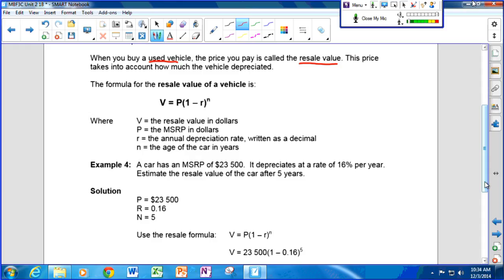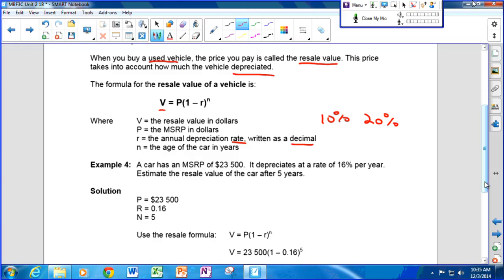So here's the formula that we use. It's a little bit different. V is the resale value. So V equals P, which is the MSRP. This is basically the depreciation formula that they're using. P is the MSRP in dollars. R is the annual depreciation rate written as a decimal, so it might be 10% a year or 20% a year. This is where they say when you drive it off the lot, it goes down 20%. And n is the age of the car in years.